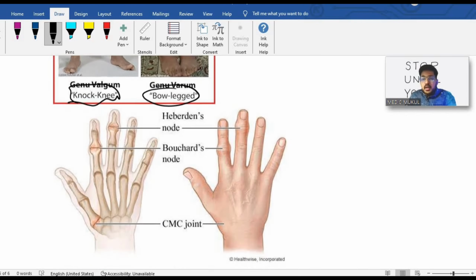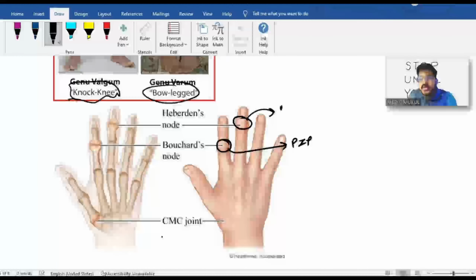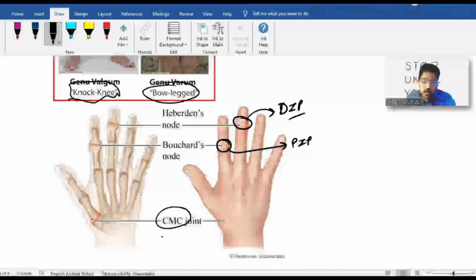Now we talk about the nodes. This is Bouchard's nodes and this is Heberden's nodes. I told you Bouchard's nodes are at the PIP and Heberden's nodes are present at the DIP. This is the carpometacarpal joint. Okay, so we are finishing our osteoarthritis topic here.